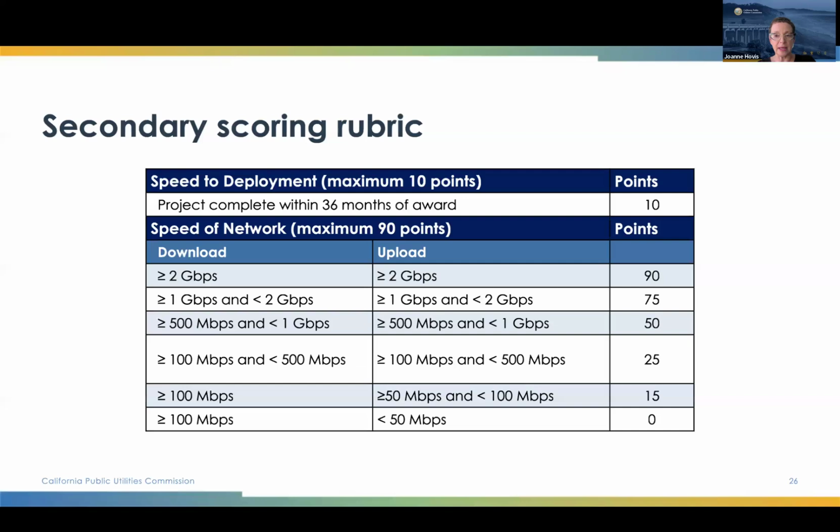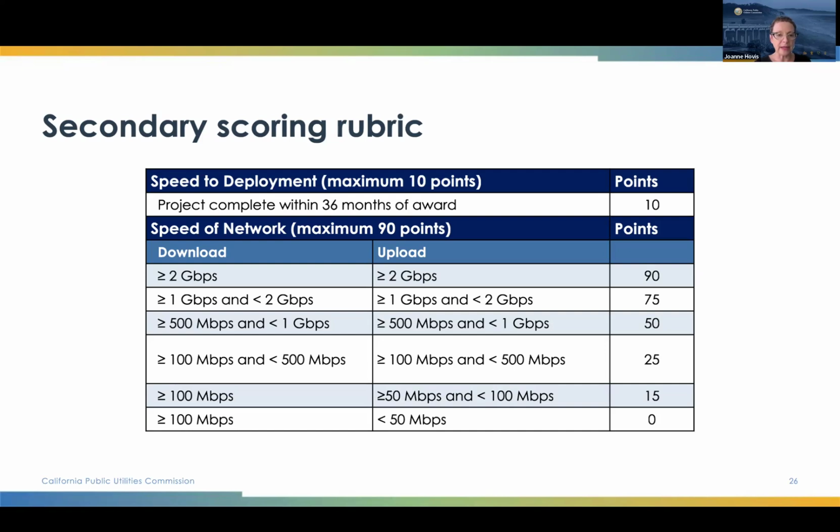Again, that is only going to be if, in the same general project area, there are two priority applications that are within 15% of each other in cost. And the criteria here are out of a total number of points of 100: 10 points for demonstrating that the project can be complete within 36 months of award, and then up to 90 points for demonstrating that the project will be capable of delivering the speeds in the upload and in the download direction that you see here.